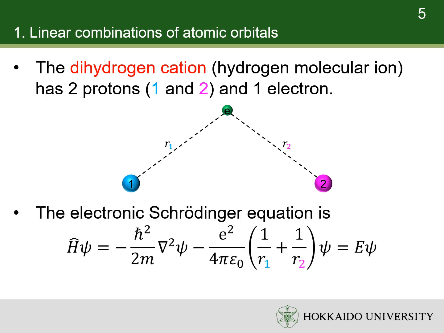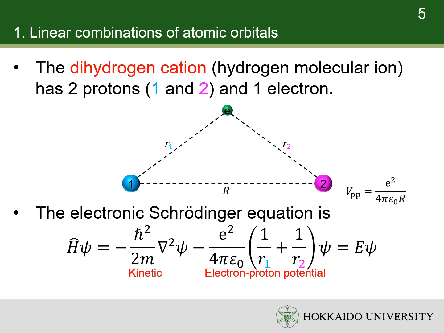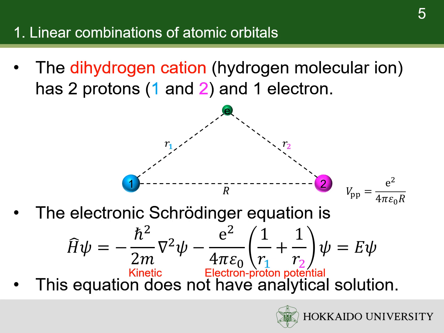The electronic Schrödinger equation is shown below. The electronic Hamiltonian contains the kinetic energy of the electron and electron nuclear Coulomb potential energy. An additive term, the constant Coulomb nuclear potential energy, has been omitted, since it merely shifts the energy. Unfortunately, this Schrödinger equation does not have an analytical solution. In other words, the form of the wave functions and their associated energies cannot be found.